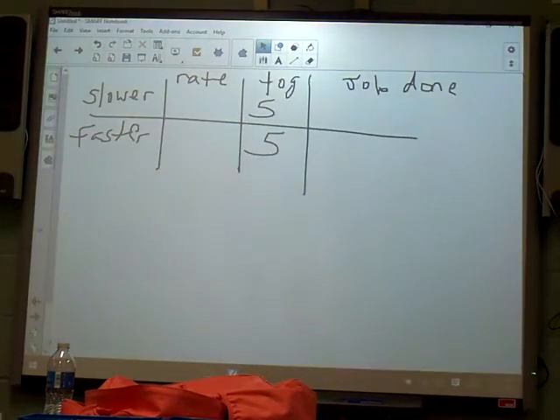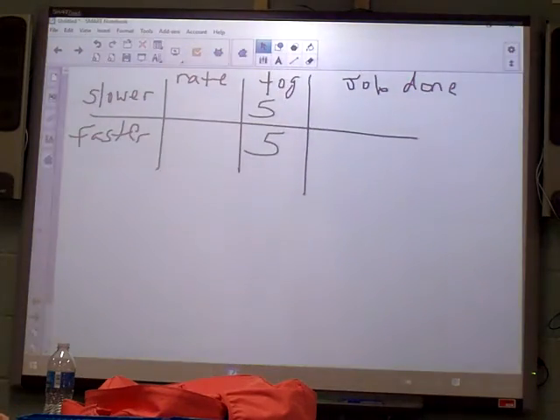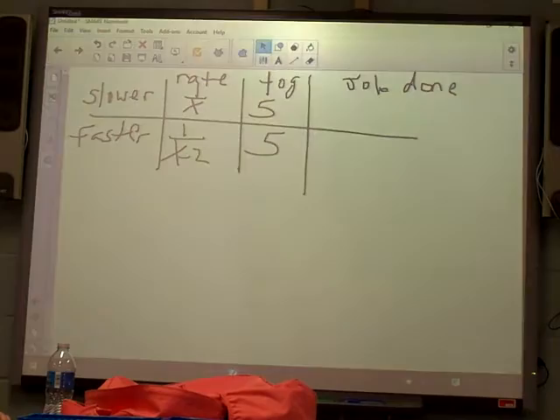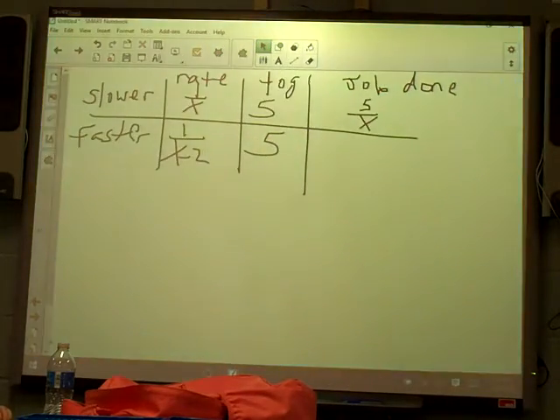But a complete job done, and this is key for you anytime you're working these types of problems, that means the job's 100% done, which would be 1. So the slower guy would be 1 divided by x. Now the faster guy, he can take 2 hours off that time, so he's 1 divided by x minus 2. And then if you know how fast and you know how long, to figure out how much you got done, you just multiply. So 1 over x times 5 would be 5 over x. And 1 over x minus 2 times 5 would be 5 over x minus 2.